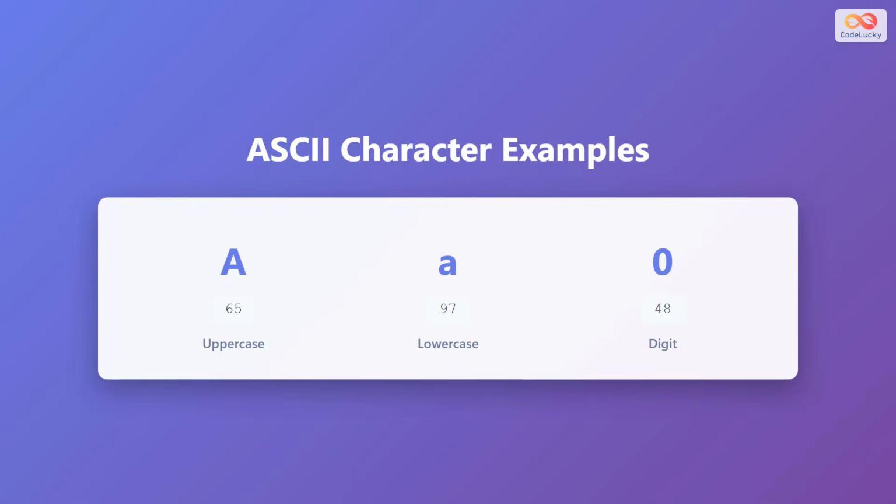Let's look at some examples. The uppercase letter A is represented by the number 65. The lowercase letter a has the code 97, and the digit 0 is assigned the value 48. Each character has its own unique number.